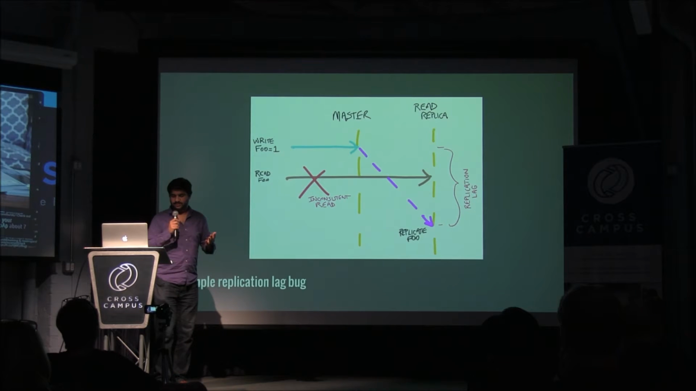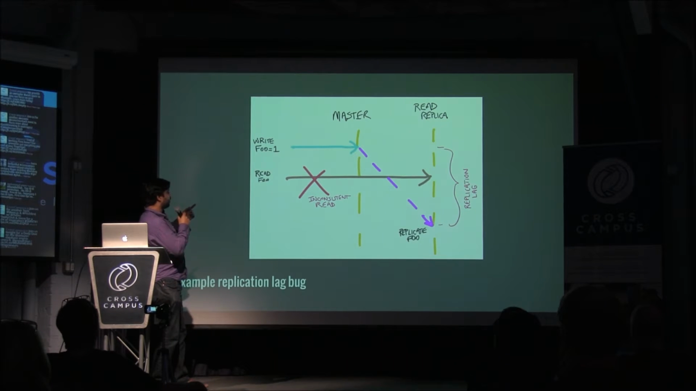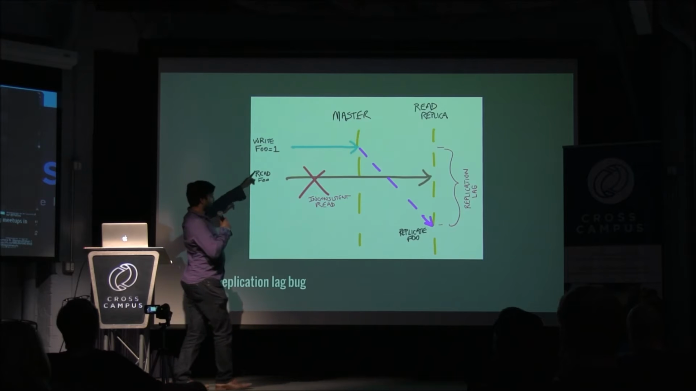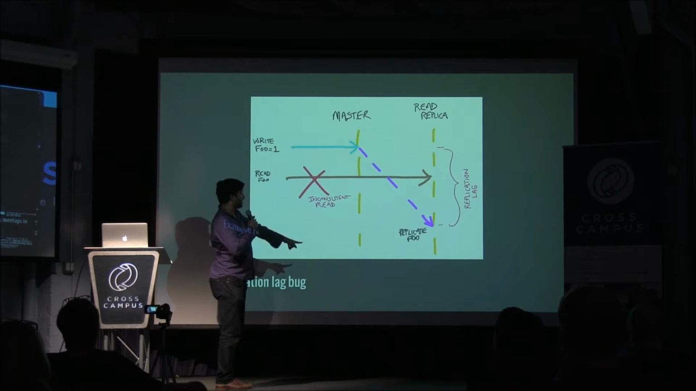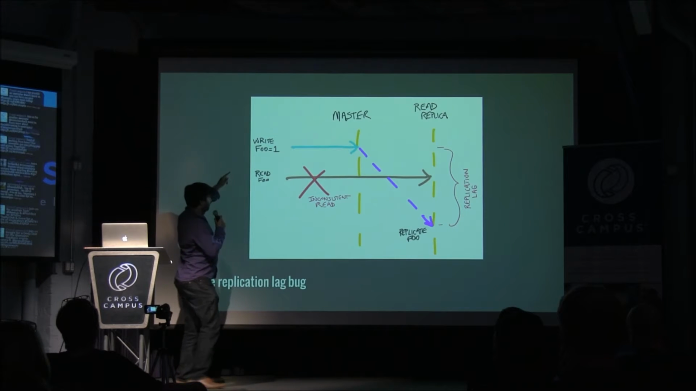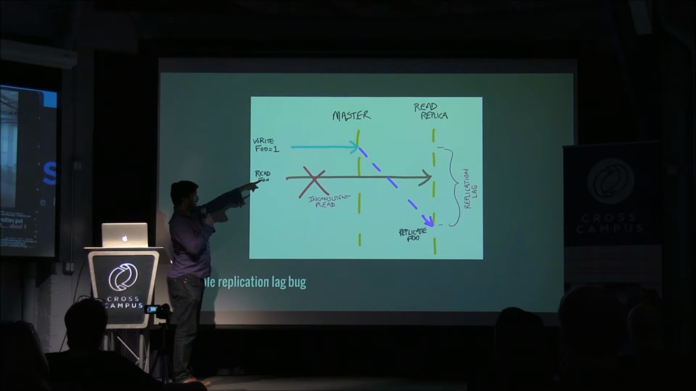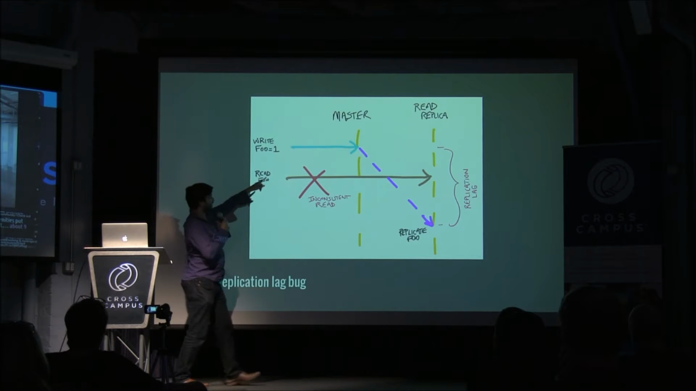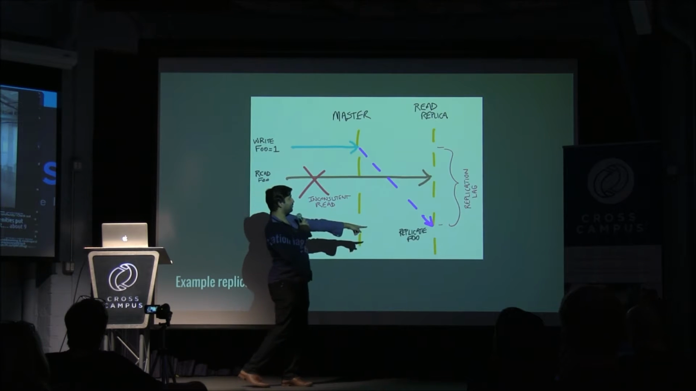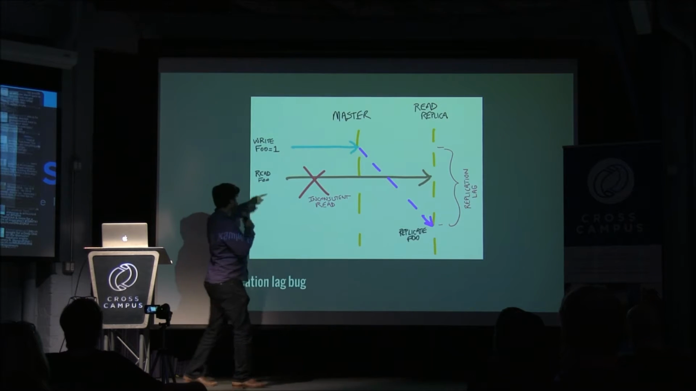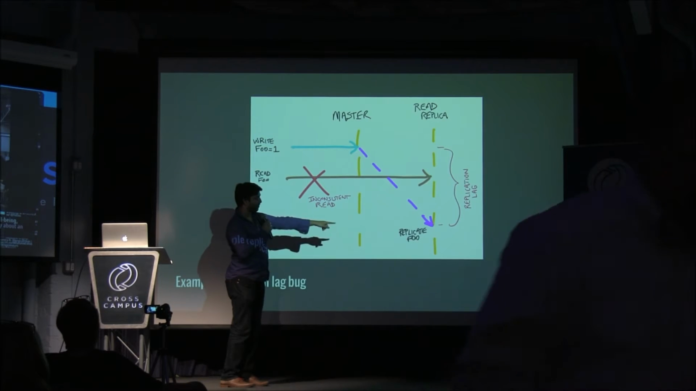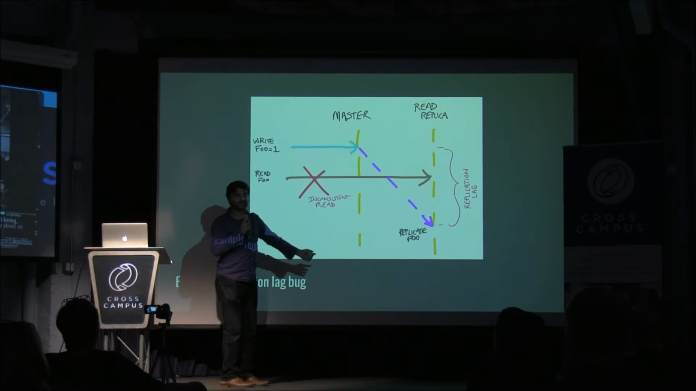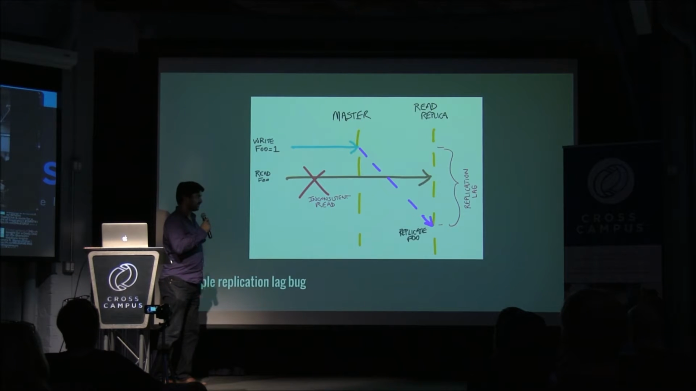And it results in issues like this. Sorry for the crude drawing, but here you have a vertical line representing time. So that's the beginning of time, and this is the end of time. If you write foo equals 1 to the master, eventually it will propagate to the read replica. But if you perform a read of foo anytime between when you make the write and when the propagation happens, you get an inconsistent read. And this is a huge class of errors.